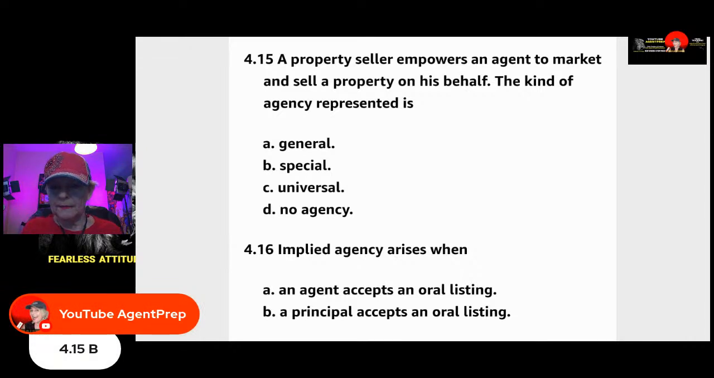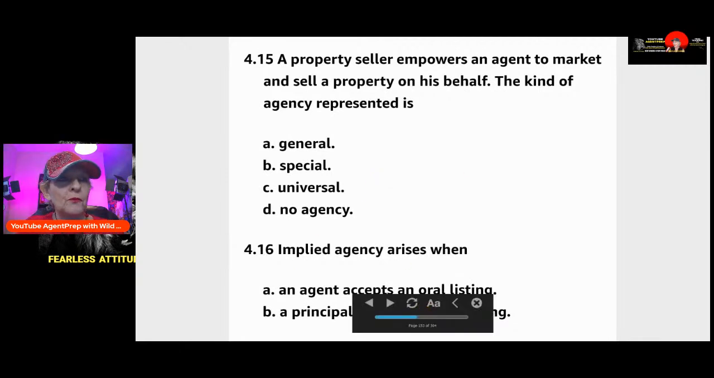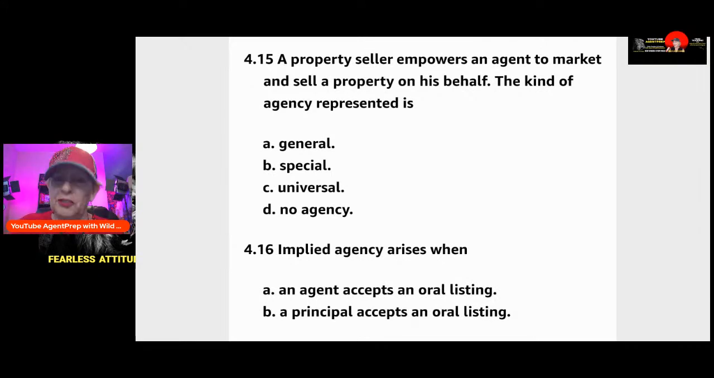All right. Very good, right? Because it's one specific property. When it is one specific property, we are a special agent. We're special. When we are overseeing many, we're a general, right? We are general.